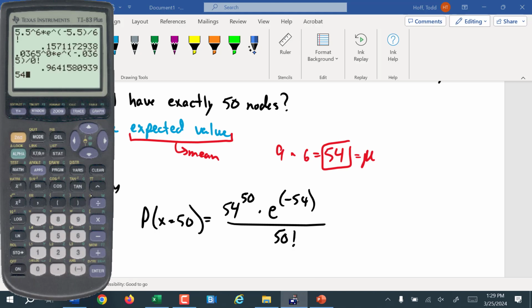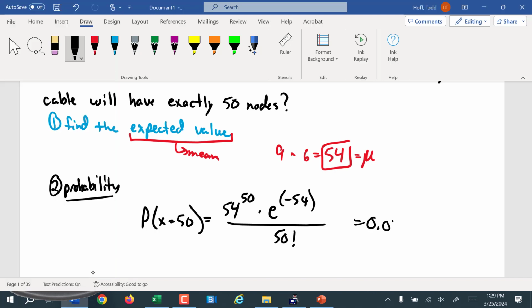So it's 54 to the power of 50 times second e to the x, negative 54, close, divided by 50 factorial. So 50, we go to math, probability, option 4 is factorial. We hit equals and we get 0.0484. So just under 5% is the chance that there will be 50 nodes on that 9-mile stretch.